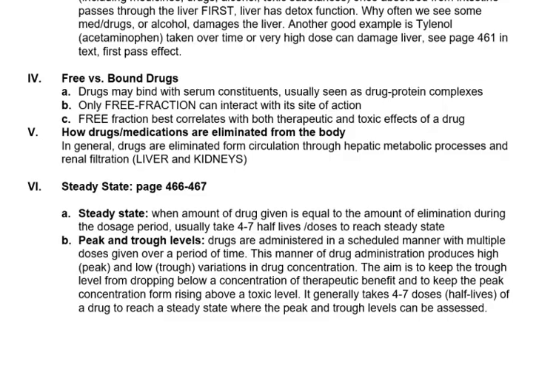So let's talk about peak and trough levels now. Drugs are administered in a scheduled manner with multiple doses given over a period of time. This manner of drug administration produces high peaks and low troughs, variations in drug concentrations. The aim is to keep the trough level from dropping below a concentration of therapeutic benefit and to keep the peak concentration from rising above a toxic level. It generally takes 4 to 7 doses or half-lives of a drug to reach a steady state where the peak and trough levels can be assessed.